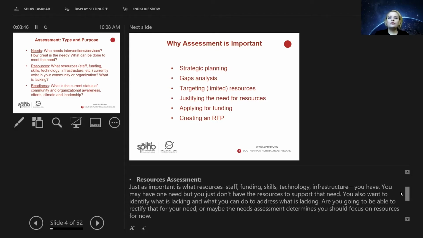There's also a resource assessment. Just as important is what resources, things like staff, funding, skills, technology, infrastructure that you have. You may have one need, but you just don't have the resources to support that need. You also want to identify what is lacking and what you can do to address what's lacking. Are you going to be able to rectify that for your need? Or maybe the needs assessment determines you should focus on resources for now.